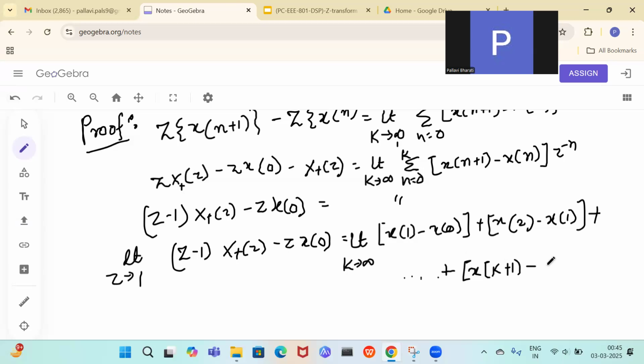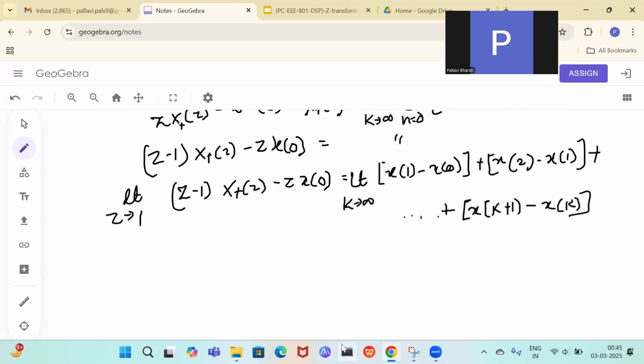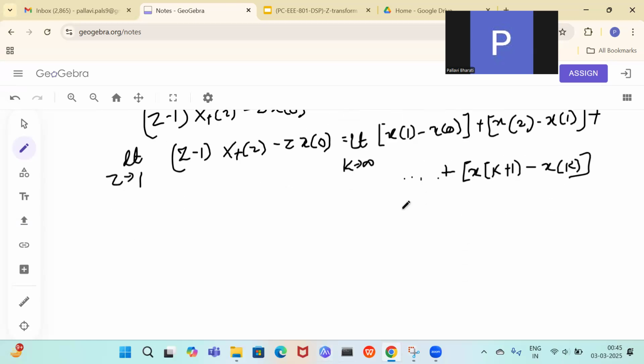x of k plus 1 minus x of k. Fine. So finally, you can write this. The things that are going to remain over here, you have to see: x1, x minus 1, all these are going to get cancelled. So the only thing that is going to remain is x of infinity minus x of 0. This 0 won't be getting cancelled from anyone.